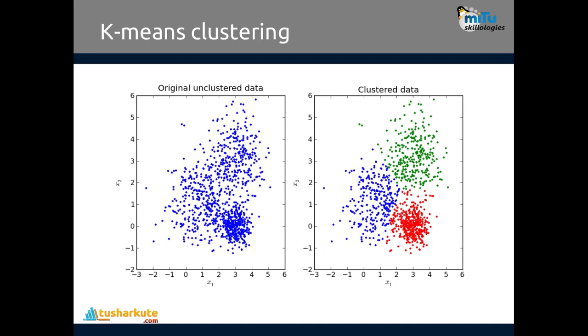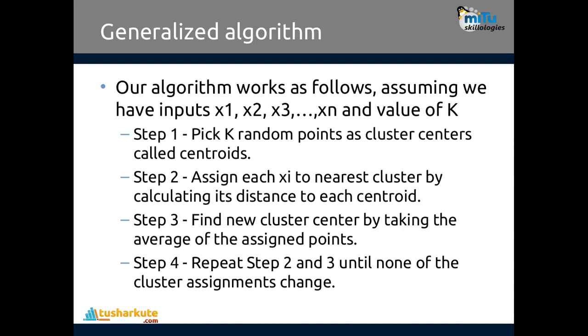But how does it perform these operations? Let's check how the EM algorithm actually behaves. There are four different steps in which the algorithm performs the operations. Our algorithm works as follows, assuming we have inputs x1, x2, x3, till xn, and a value of k. K means how many groups or clusters you want. That's what the value of k is. First of all, step number one, pick k random points as cluster centers, called centroids. So once the data is plotted, we have k random points, placed almost equidistant over that particular plane, and they are called centroids.